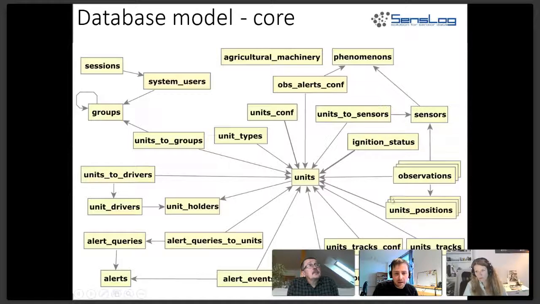On this slide, you can see the database model of SenseLog, the core part of the model. Here you can see that the central table is the table for units. Every unit is a measuring unit. So if you have, let's say, a smartphone, the smartphone is one unit that has several sensors connected to it. Here you can see sensors. And one unit with several sensors is producing observations and unit positions. So these tables are the tables that are holding most of the data that are collected.